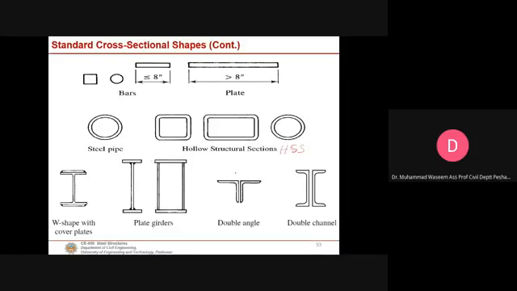Then we can use a combination of angles, which we call double angle. If the required cross-sectional area is more, we can use the double channel. So these are some of the shapes or combinations of shapes which you will be using for the design of steel structural members.